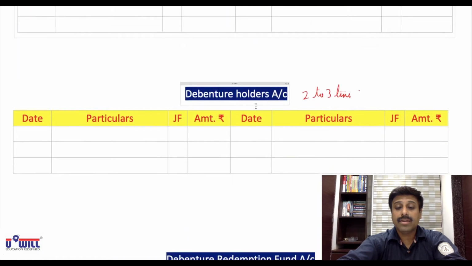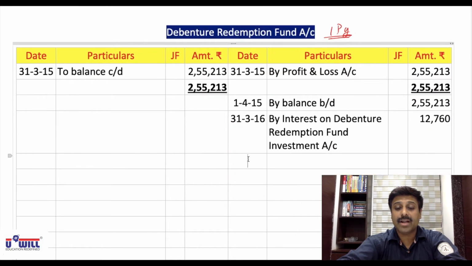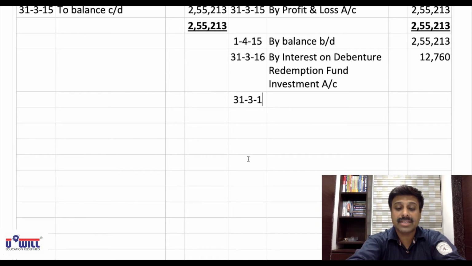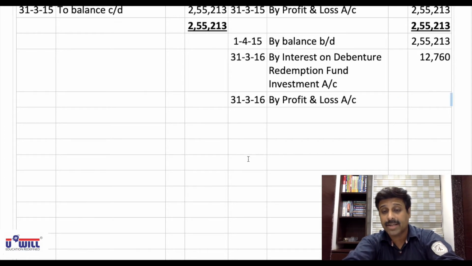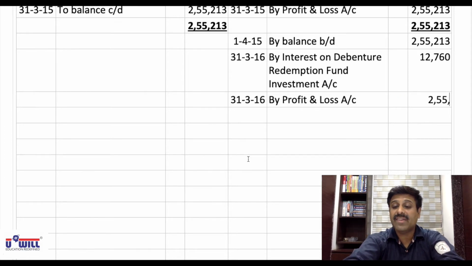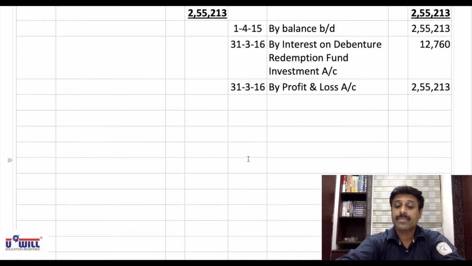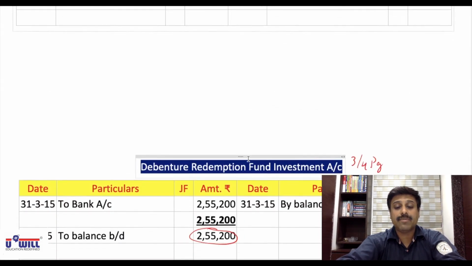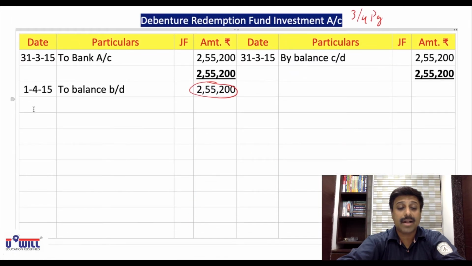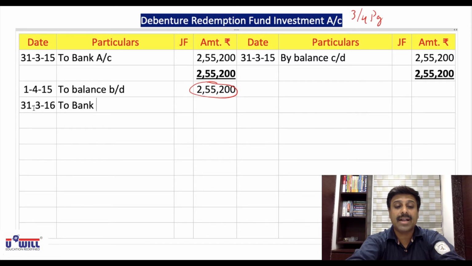Now after transferring the interest, again third step we will repeat, we will keep aside the funds. So in fund account on credit side by profit and loss account. Okay, profit and loss account debit to debenture redemption fund. What amount will we keep aside? 255,213 every year. And then again we will invest the money. So debenture redemption fund investment account debit to bank account.